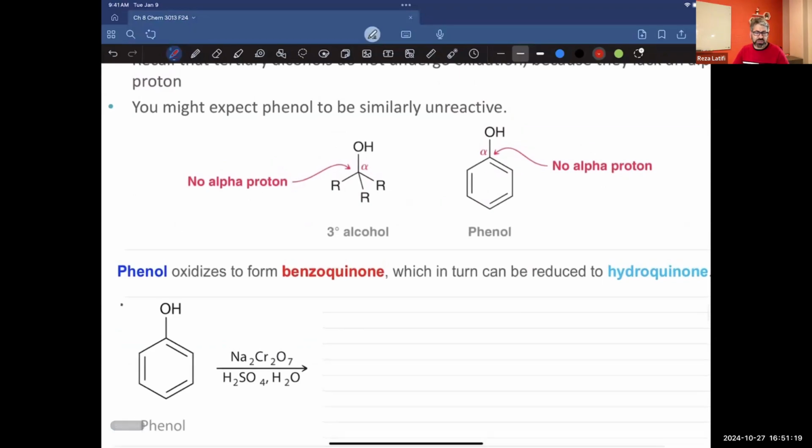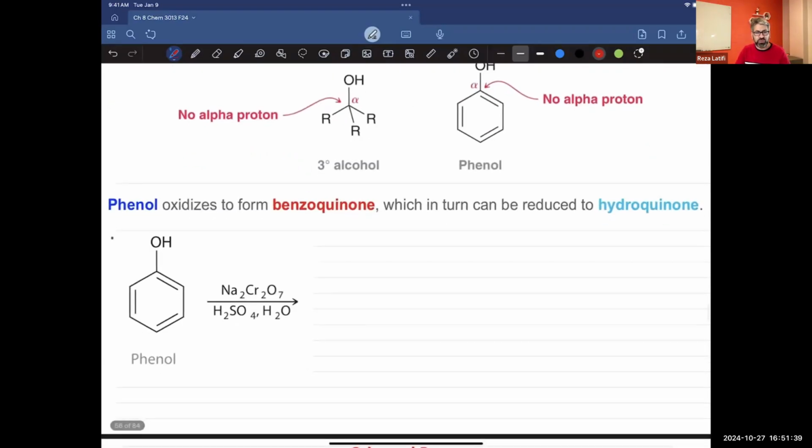And so we said for oxidation, we need to have an alpha hydrogen attached to the alpha carbon. That was the reason the tertiary alcohol will not go through oxidation reactions. So phenol also does not have an alpha hydrogen. But if you expose phenol to a strong oxidizing agent, we can get this type of product. We get a double bond here, a double bond there, and we will have those 2 carbons. This compound, you call it benzoquinone.